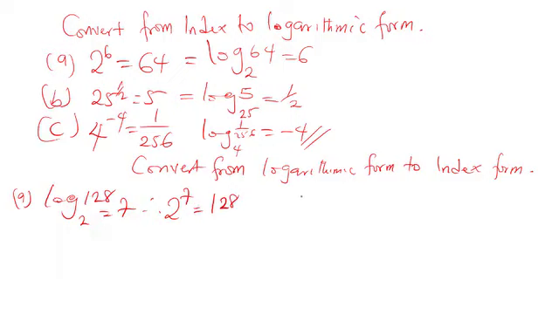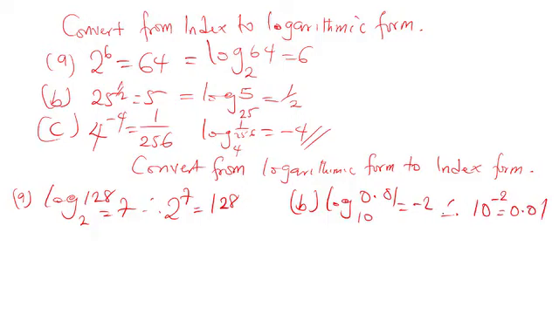Let me give you the second part, B. I can give you log 0.01 base 10 equals minus 2. So if you want to convert it to index form, remember, you raise 10 to the power minus 2, which equals 0.01. So this is the conversion of logarithm.